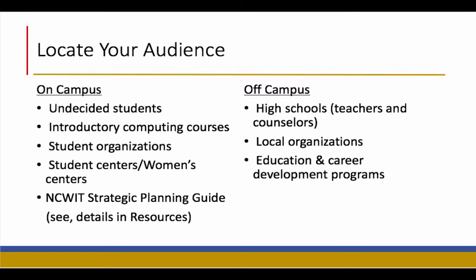Now, we know that you can't do all this yourself, given your other responsibilities, so do enlist support. NCWIT has a strategic planning guide where there is help for how to utilize people already on campus to reach groups and how to give messages on your behalf. But the best bet here is to inform others so that they can keep on giving the message for you without you actually having to always be the one to do it yourself.